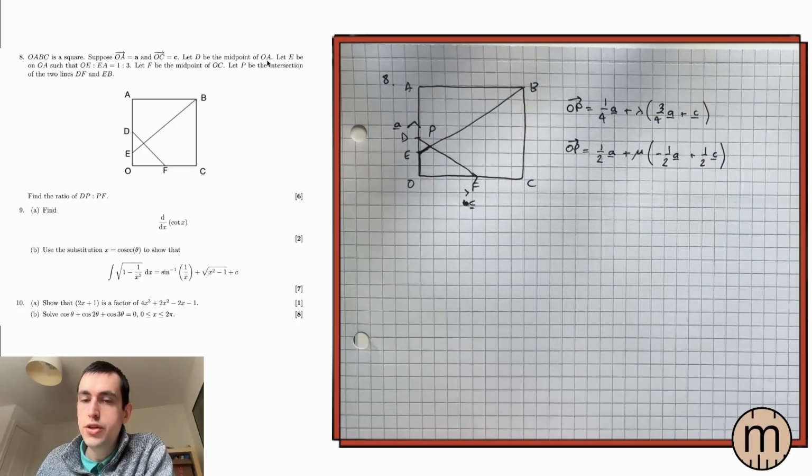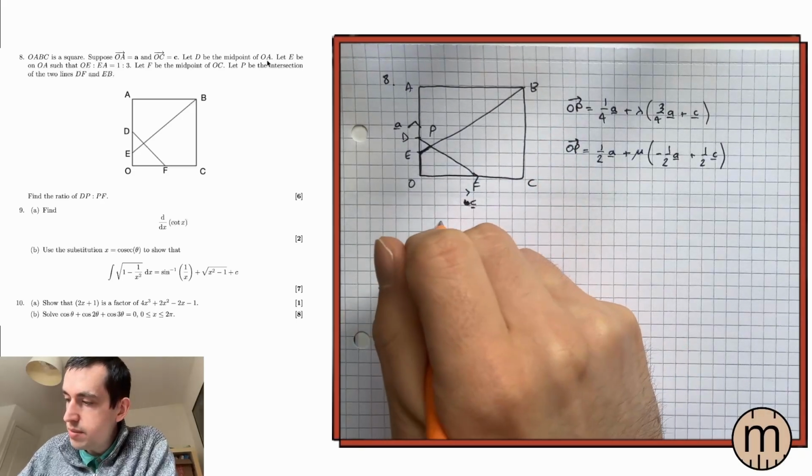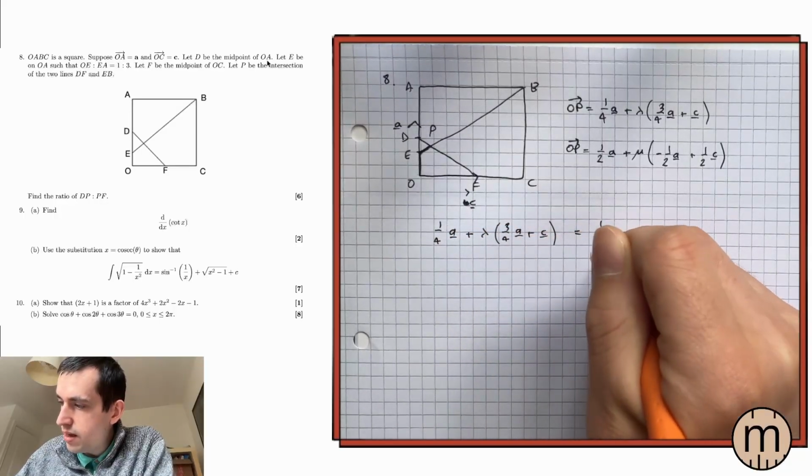Like this. You can definitely split that down into more steps, but I was just trying to do it all in one go. Now these two are the same. They're both OP, so we can set them equal to each other. So 1/4 A plus lambda of this is equal to 1/2 A plus mu of this.